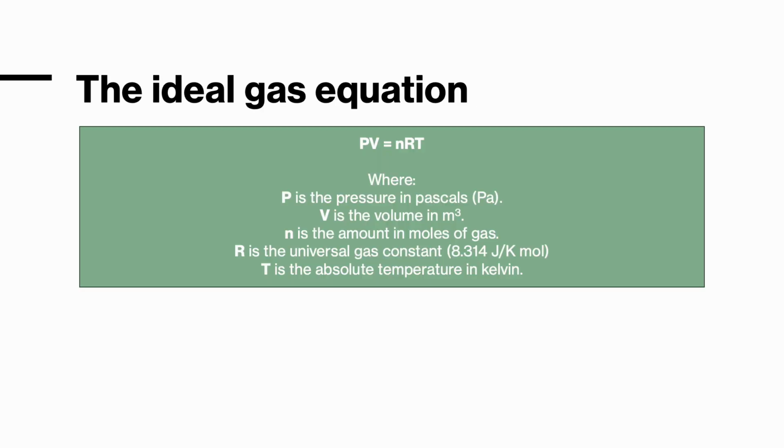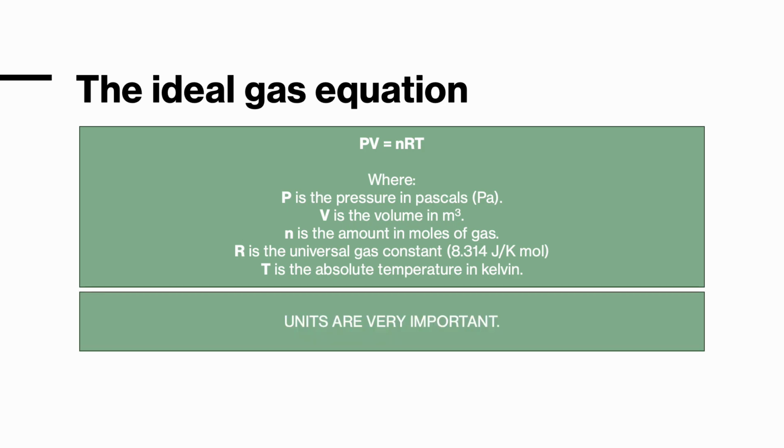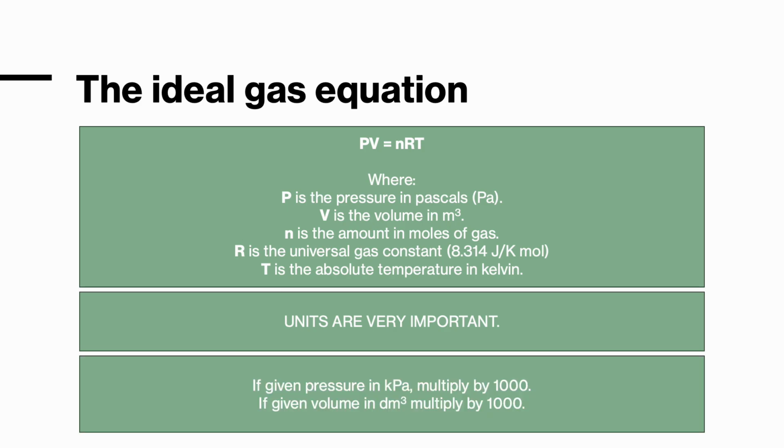So in the ideal gas equation, PV = nRT, P is the pressure in pascals, V is the volume in meters cubed, n is the amount in moles of gas, R is the universal gas constant, which is 8.31 kilojoules per mole, and T is the absolute temperature in Kelvin. So the units of this are very important. You need to have these exact units, otherwise you'll get an incorrect answer.